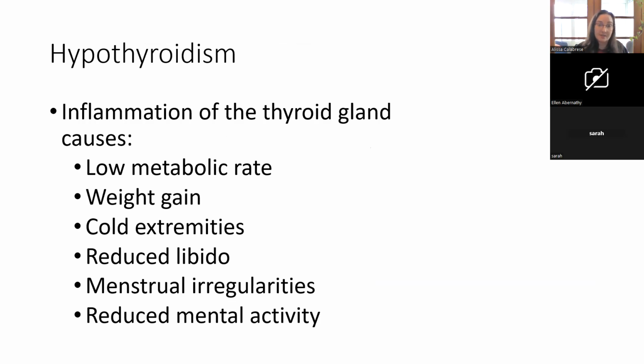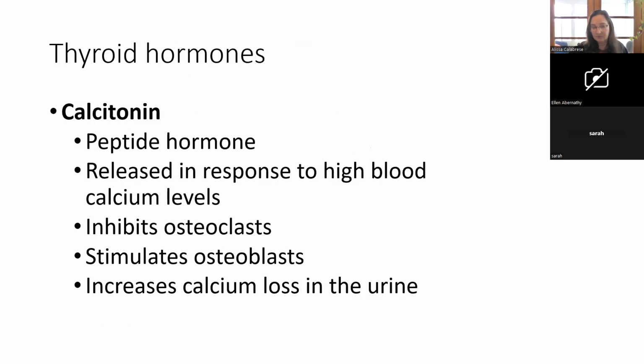Hypothyroid would be the opposite, so lower than normal thyroid production, which is going to slow down the body's metabolic rate and basically slow down everything in the body. So you have a harder time keeping warm and a harder time burning energy. Okay, and then calcitonin. Calcitonin is going to help with maintaining blood calcium levels. It actually lowers them when they're too high and tells your bones to kind of suck some of that calcium back up.